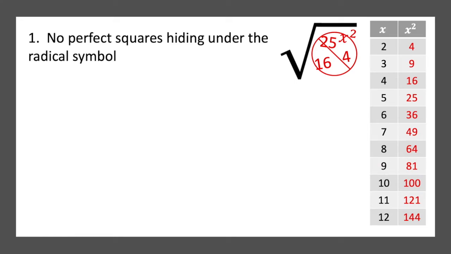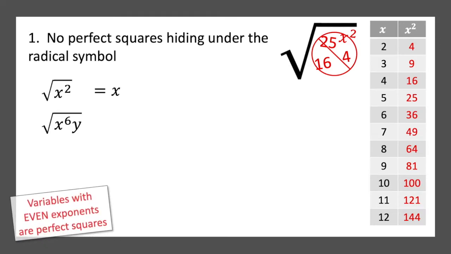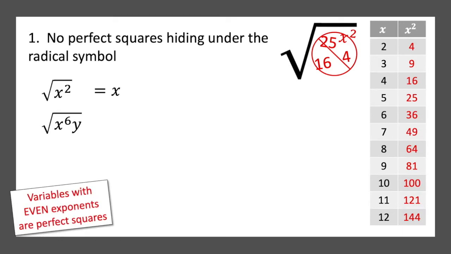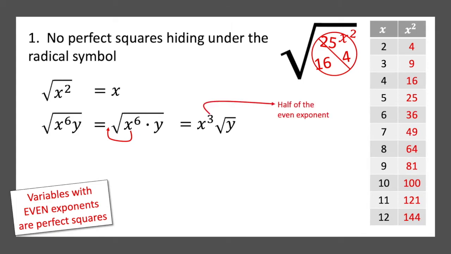Now, this also applies to variables. So, x times x is x squared. X squared is a perfect square. So, square root of that is just x. It gets more complicated, though. Look at this one. The square root of x to the 6th times y. Now, here's a hint for you. Variables with even exponents are perfect squares, okay? So if I break this guy up into x to the 6th times y, x to the 6th, that's a perfect square. And when I pull it out, it becomes x to the 3rd times y. The exponent is half of the even exponent. So 3 is half of 6.